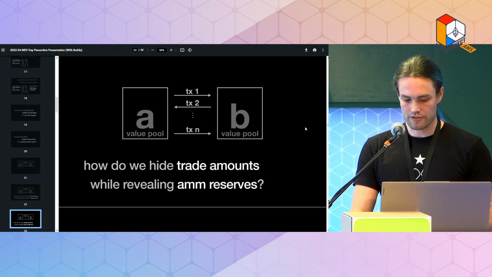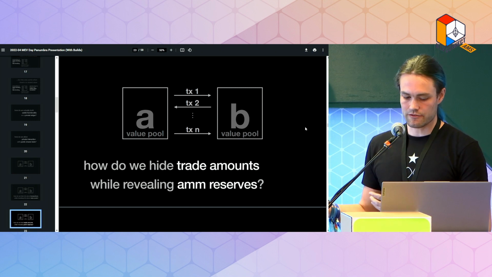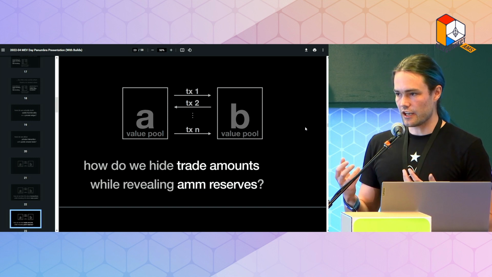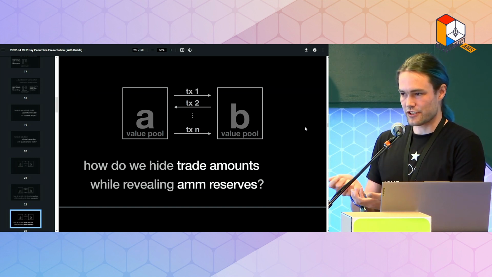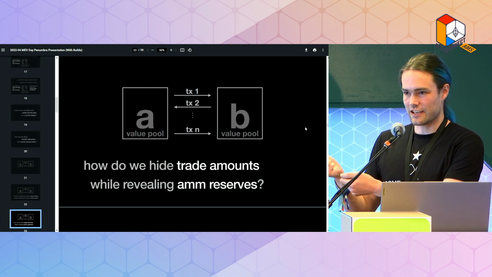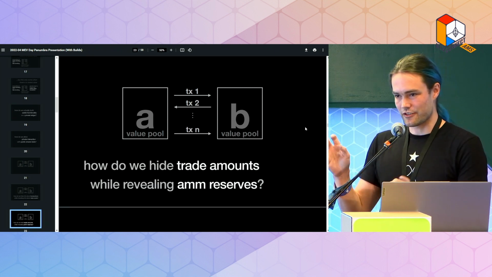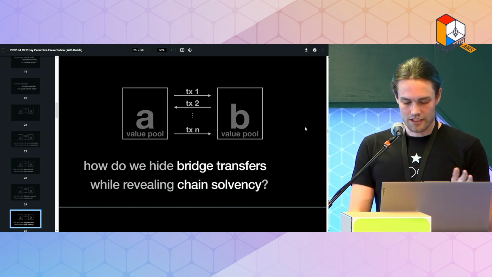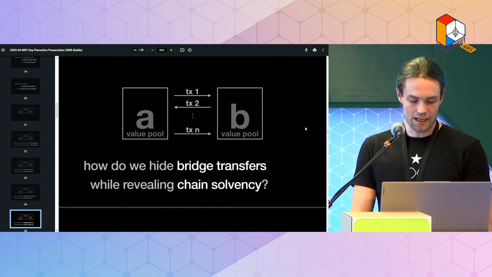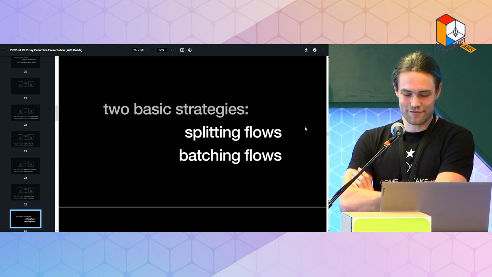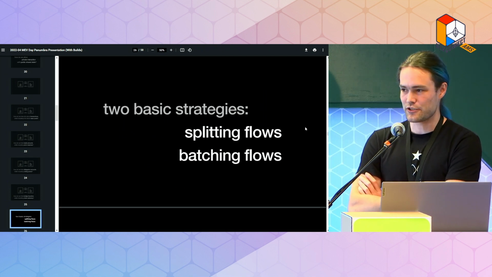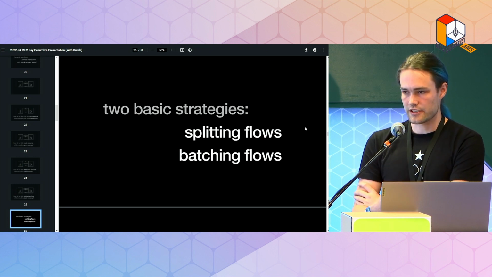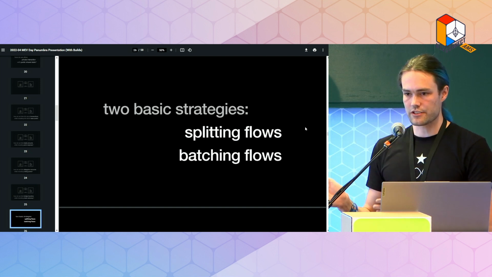Some examples of that, right, is how do you hide trade amounts while revealing the AMM reserves? It's not possible to just say, oh, well, we have the AMM state and that's public, but the trades aren't. You can work backwards. There's also some bridging tie-in. But basically, fast forwarding a little bit, the point is that there are two basic strategies for how you can conceal this information. They work in kind of opposite directions.